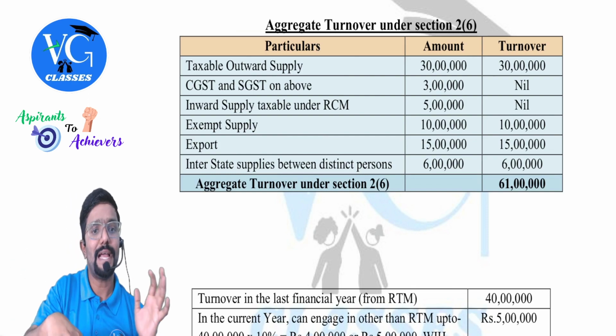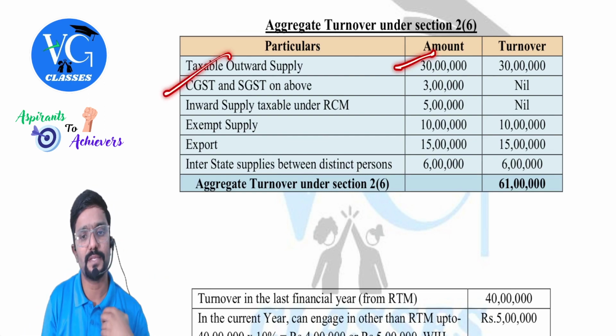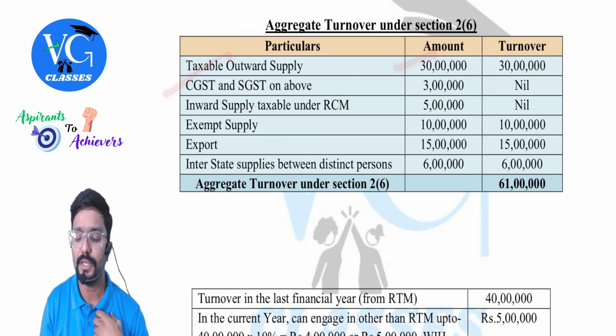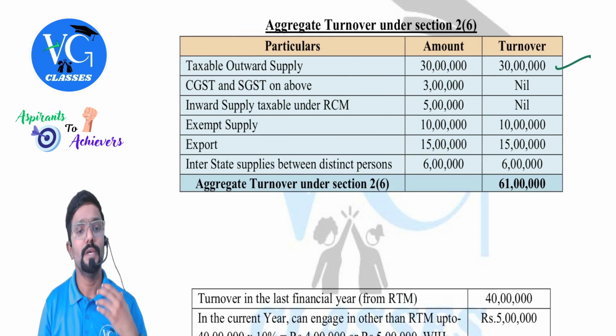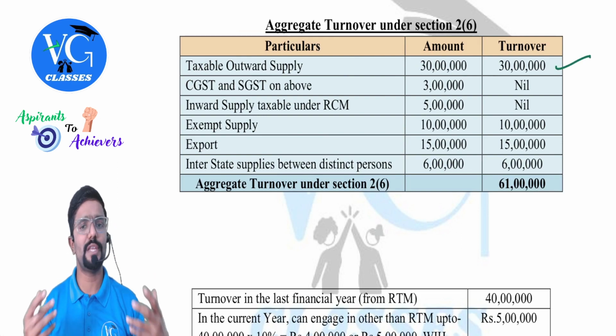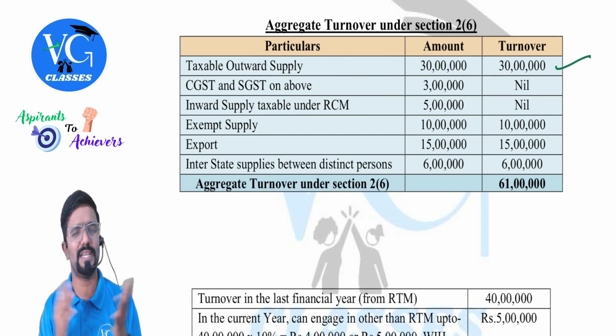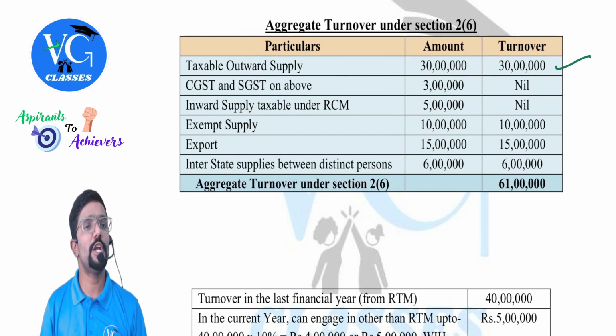One by one. Taxable outward supply, 30 lakh itself. Is it a part of aggregate turnover, people? Yes, it is a part of aggregate turnover. Next, CGST and SGST on the above, that is on 30 lakh, that 10% I have taken, which is 3 lakh. Should it be a part of aggregate turnover? No, it will not be a part of aggregate turnover.